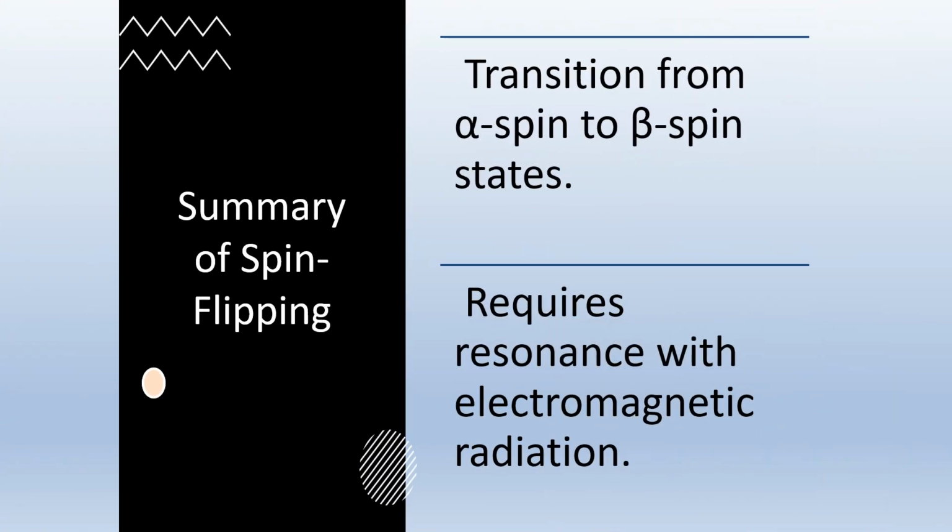Spin flipping involves the transition of nuclei from the alpha spin state, aligned with the magnetic field, to the beta spin state, which is anti-aligned. This process is energy dependent and occurs when the nucleus resonates with electromagnetic radiation of a precise frequency. Resonance enables the absorption of energy needed for this transition, making spin flipping a cornerstone in nuclear magnetic phenomena and their applications.